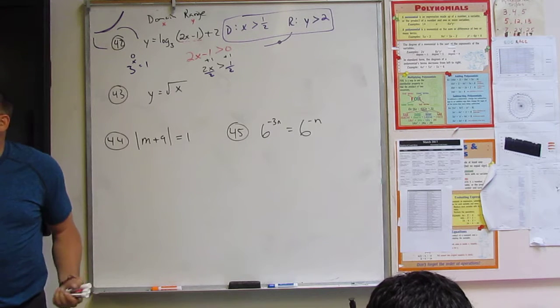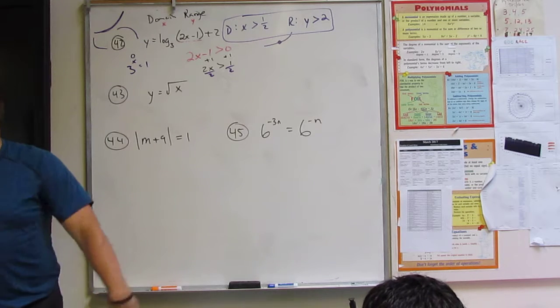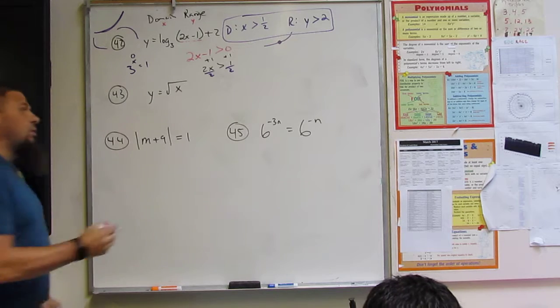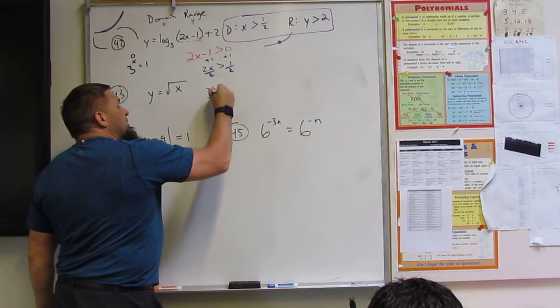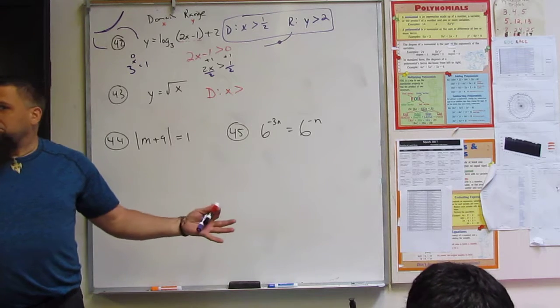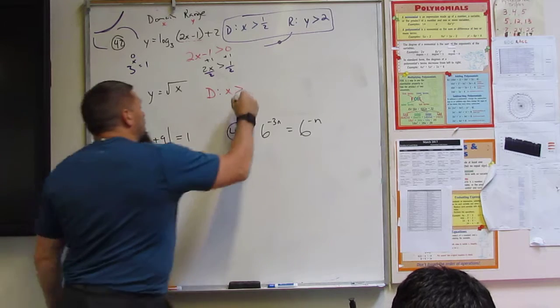Sure, it's just 0, right? 0 times 0 is 0, right? So x can be 0, but it can't be less than 0. So the domain is such that x has to be greater than or equal to 0, right? Okay. Feel me?